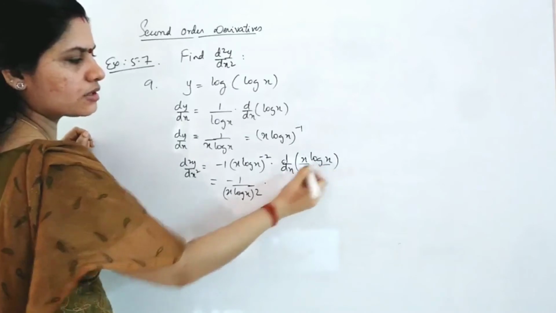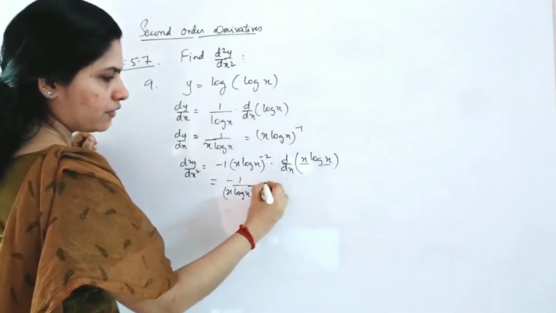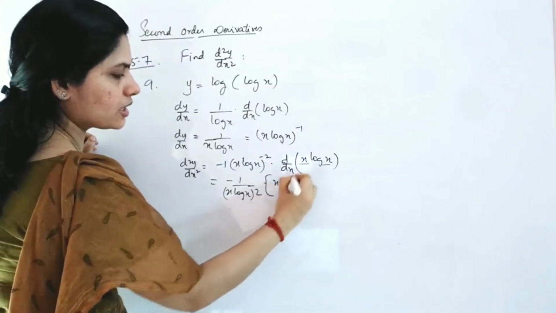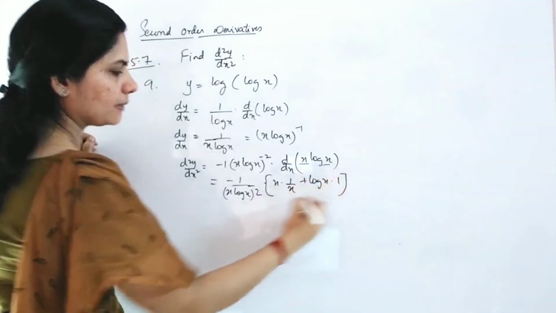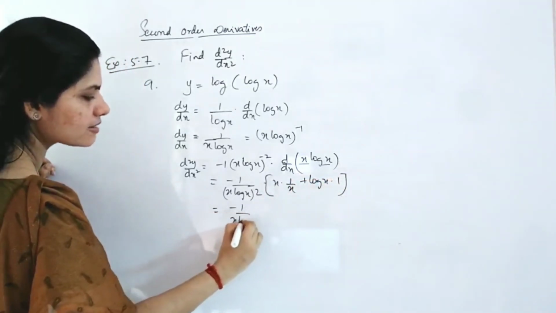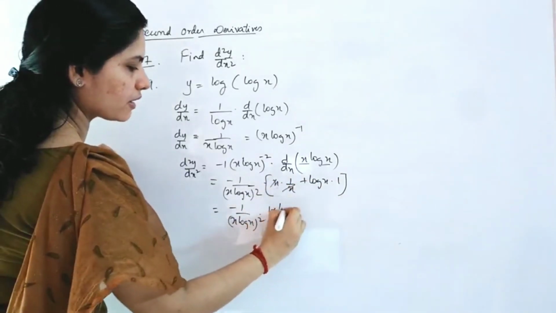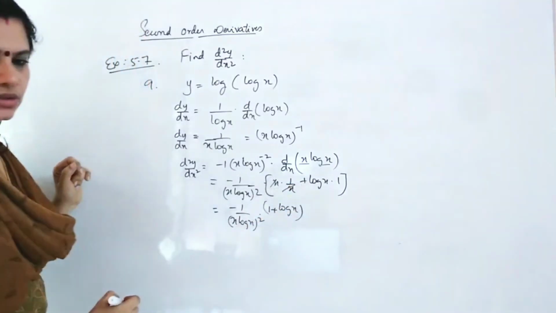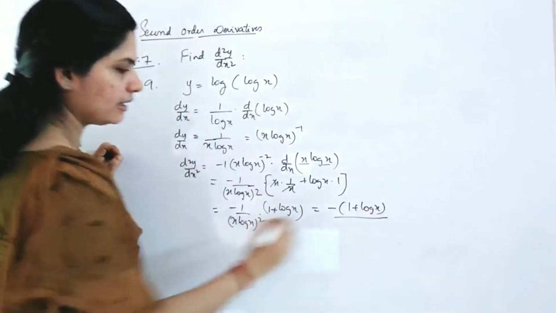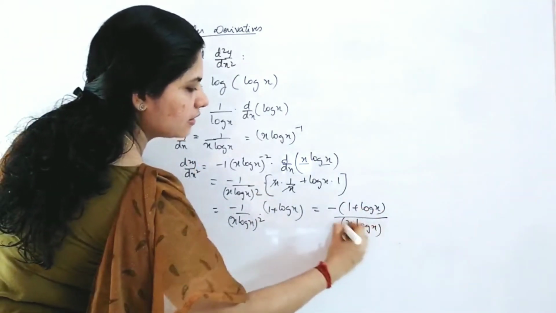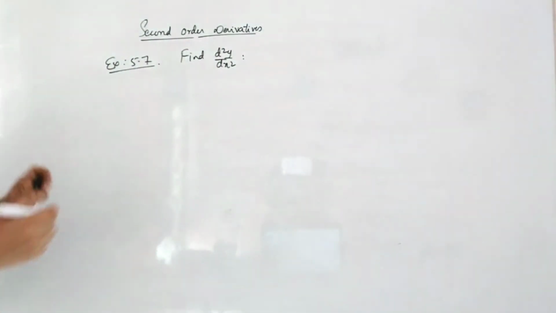Then you have to use here also product rule, because you have x and log x as functions of x. So here you will get x into derivative of log x, which is 1 by x, plus log x into derivative of x, which is 1. So minus 1 by x log x the whole square into, so you get cancel, you get 1 plus log x. So your last answer is minus of 1 plus log x divided by x log x the whole square. Okay. Next, 10th question.